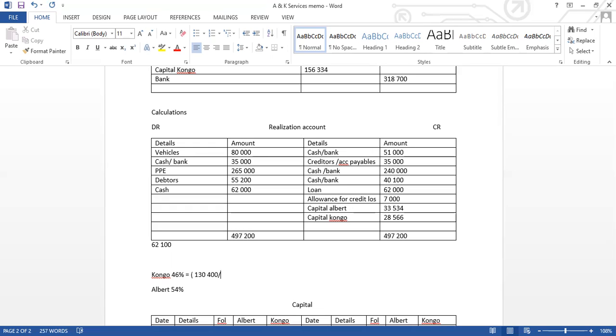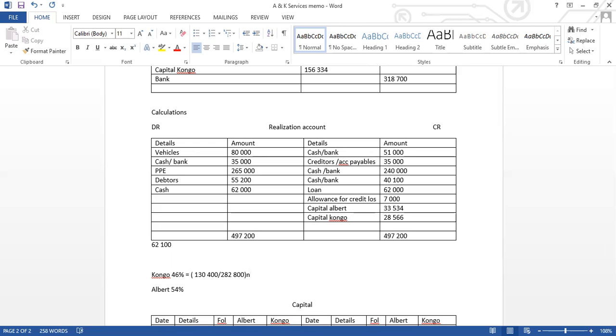So 152,400 plus 130,400 will give us 282,800 as their total capital. So Congo will have 130,400 over 282,800, and that will give us 0.46.